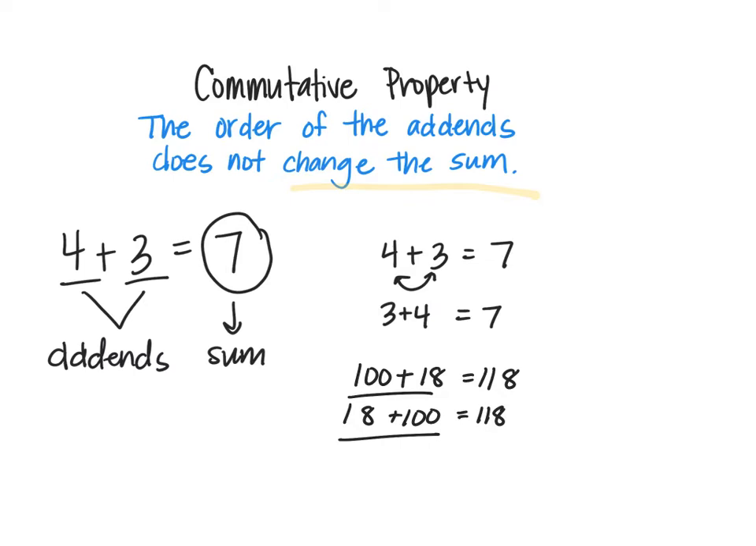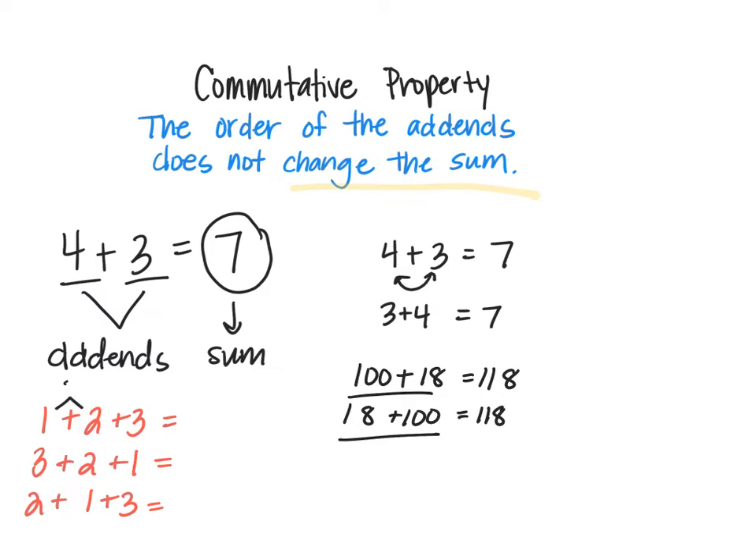So if I were to do a problem with 3 add-ins, so do 1 plus 2 plus 3, then I'm going to change the order to 3 plus 2 plus 1. Then I'm going to do 2 plus 1 plus 3. All right, let's see if it works for more than 2 add-ins.